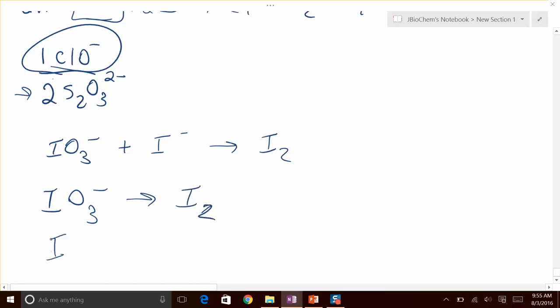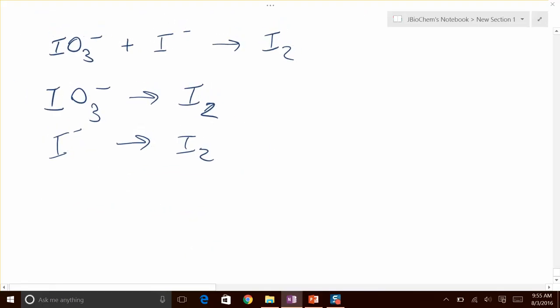IO3 minus plus I minus gives me I2. And it's an acid: IO3 minus to I2 and I minus to I2, okay? So we'll want to balance these two reactions here. Plus H2O. Okay, and I need three of them. Plus 3H plus. Okay, IO6, thank you. Plus 6H plus. And then this is a negative 6, negative 5. So this is plus 5. This is zero, okay? So what am I doing? Am I gaining or losing electrons? Gaining. So how many electrons? Good. Okay, so I gained 5 electrons over there.